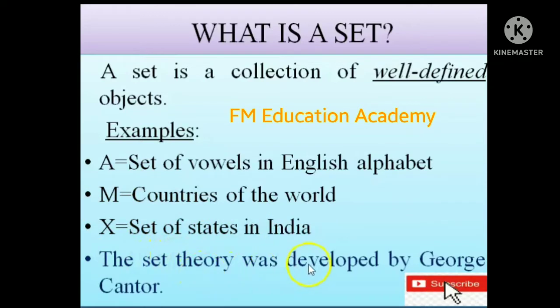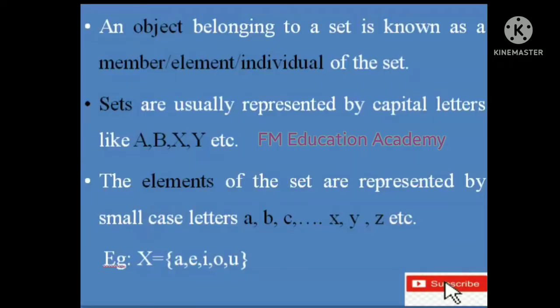Now, this set theory was developed by George Cantor. In this theory, any object which belongs to a set is known as a member or element or individual of the set. For example, here we have a set X is equal to {a, e, i, o, u}. So here A, E, I, O, U are known as elements or objects or members or individuals of that particular set.